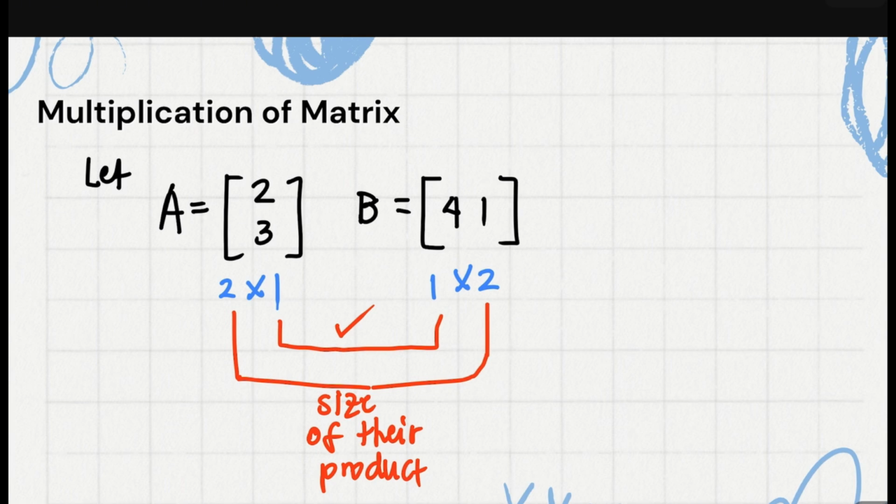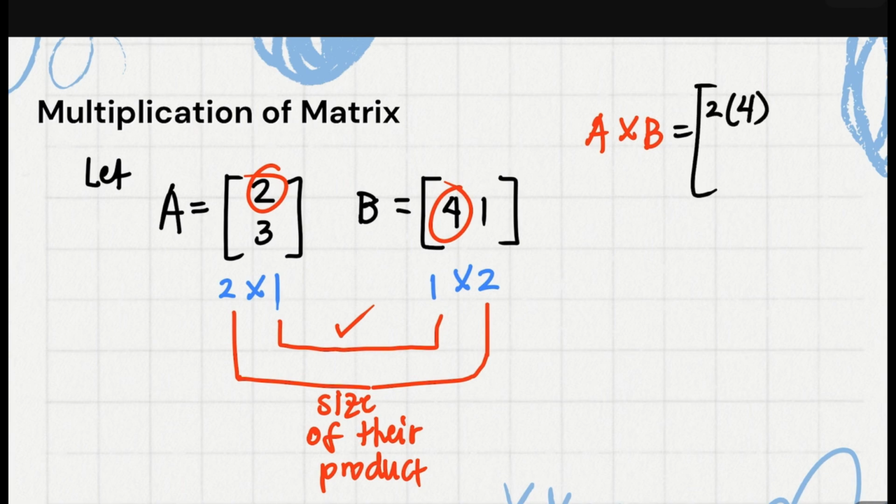So let's proceed and try this one for us to further understand the operation or multiplication of matrix. So A times B will have matrix 2, 3 and 4, 1. So what we are going to do here is we multiply the first row of the first matrix to the first column of the second matrix. So it's, for example, 2. We have to multiply it to the first column, that's 4. Then we just write it here, no? So this is 2 times 4.